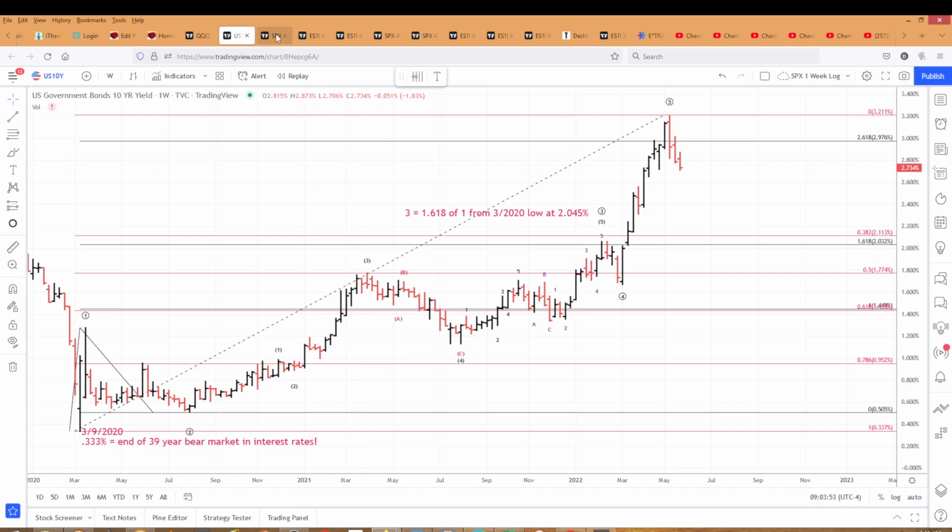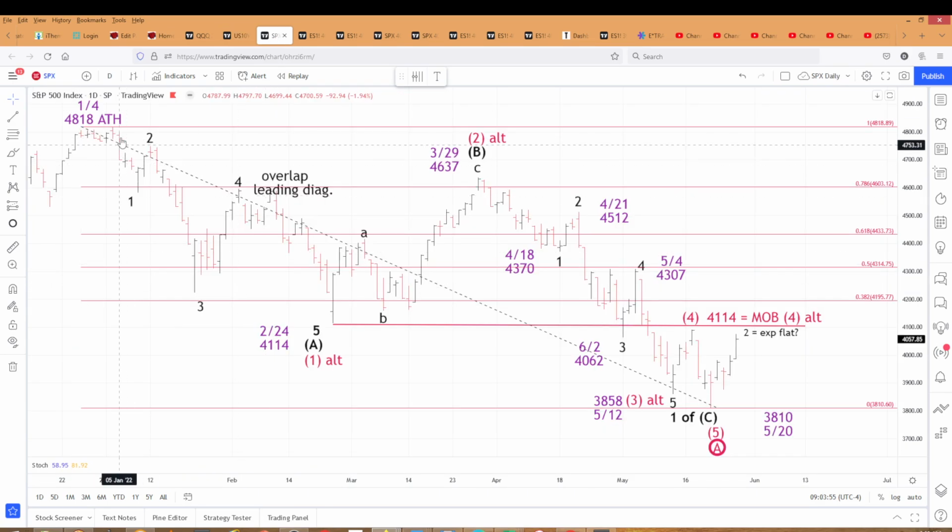Okay, let's move on to the cash S&P. We're looking at a daily chart. There's the all-time high in January. Here's the most recent low. You can see we've got two different counts. A lot going on here. Wave count in black, alternate in red, and the alternate is gaining momentum. And then we've got dates and prices in purple, okay?